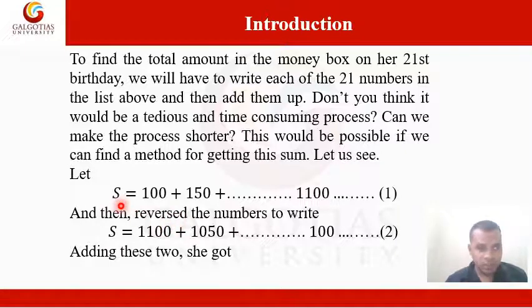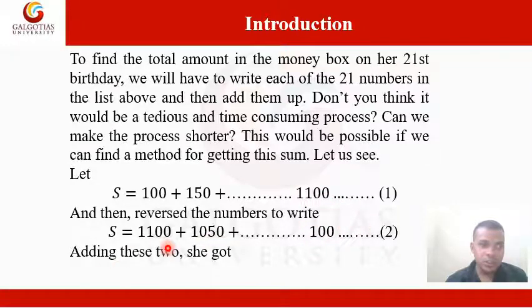So the sum is: first birthday 100 rupees, second birthday 150 rupees, and so on up to the 21st birthday. This is the last term, which is going to be 1100. Similarly, I can write them in reverse order, so the sum will remain the same. So this is going to be 1100 plus 1050, and so on up to 100.